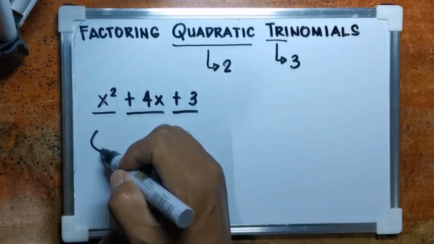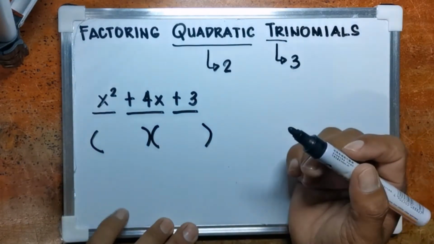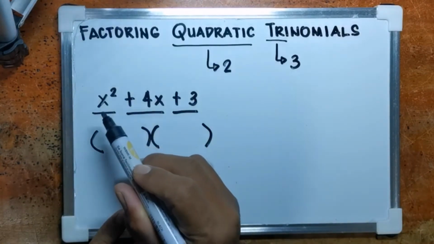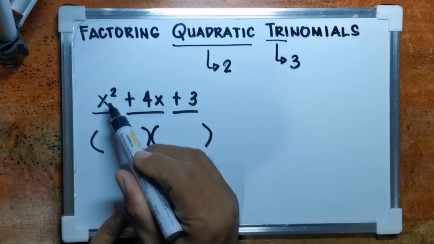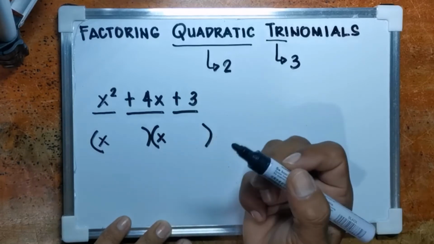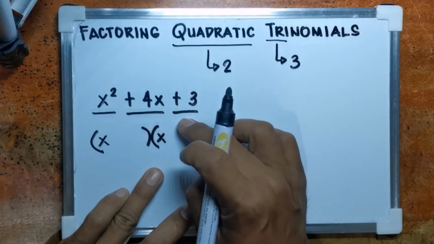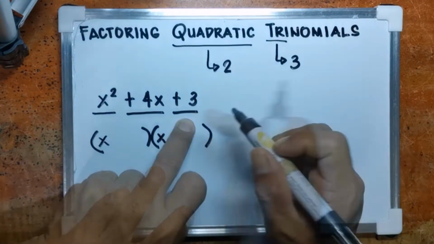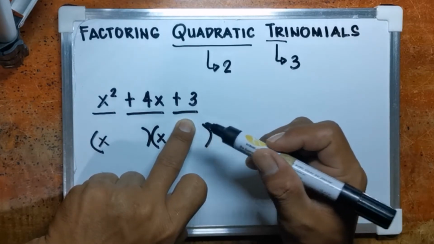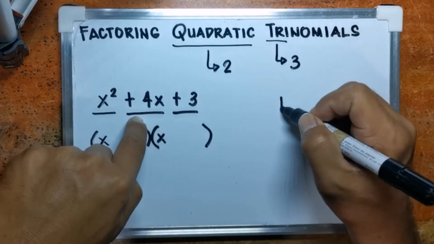The first thing to do is, syempre maglalagay tayo ng set of parentheses. And then, first, we factor the first term. So for x squared, its factors are x and x. Dito natin yun ilalagay. And then, we skip to the constant which is positive 3. Ang gagawin natin sa kanya is ifa-factor natin siya such that the sum of its factors is equal to positive 4.